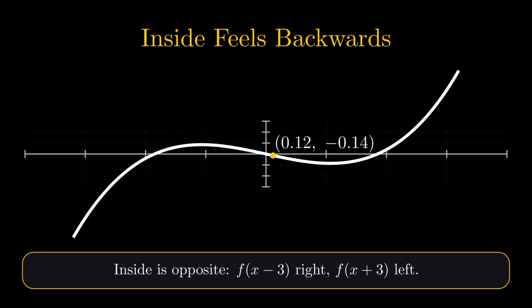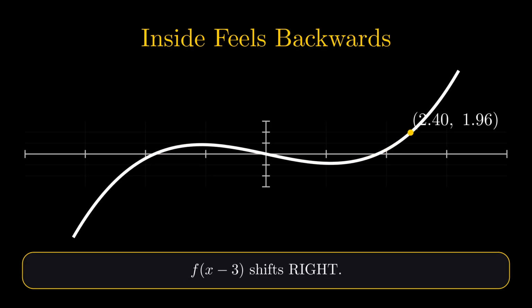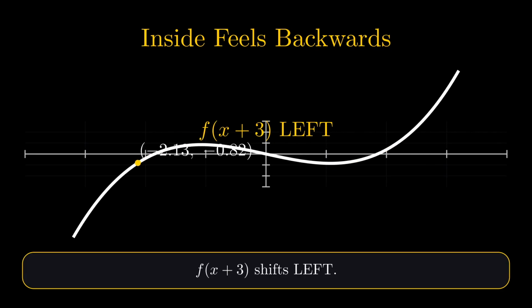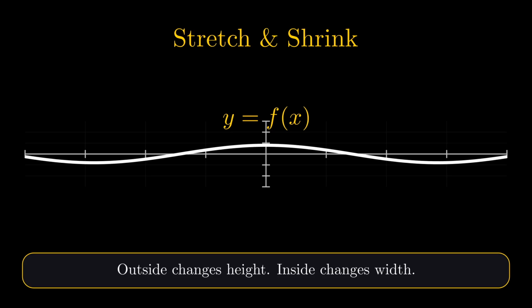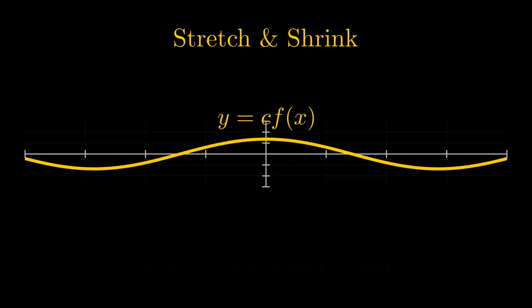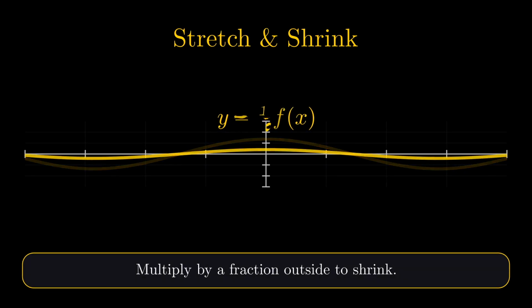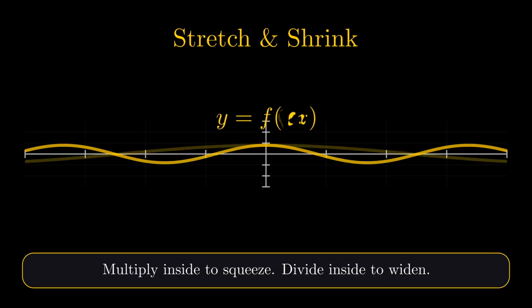Inside changes feel backwards. X minus 3 moves the graph to the right. X plus 3 moves the graph to the left. Outside multiplies change height. Inside multiplies change width. Multiply outside to stretch taller. Multiply by a fraction outside to shrink. Multiply inside to squeeze. Divide inside to widen.